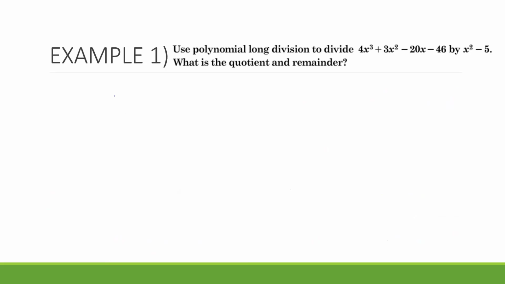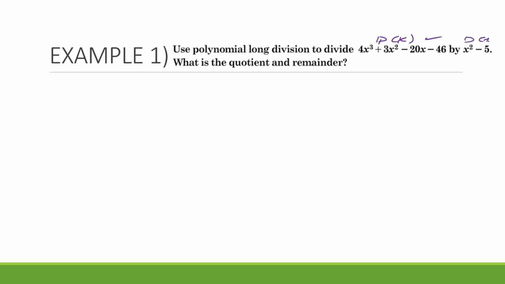All right, so let's talk about what we have here. We are dividing 4x to the third plus 3x squared minus 20x minus 40 by x squared minus 5. The first thing we want to do is make sure that our dividend, our p of x, has all of its terms. It has x to the third, x squared, x, and a constant. So that one's good to go. And then we're going to check our divisor.